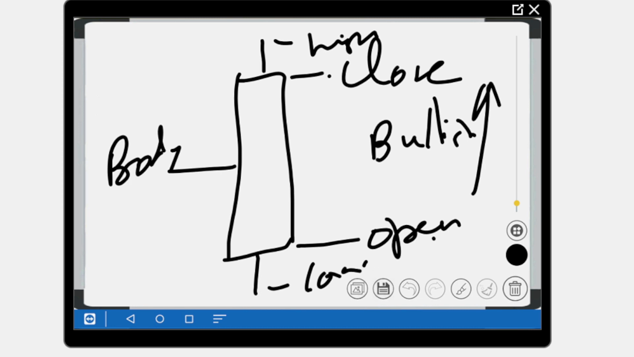But when we're talking about the body size of the candlestick, it is important to us. Price opened here, went down and came back up. And you can see price did a big movement. It gave us a long body. This is a long body candlestick.